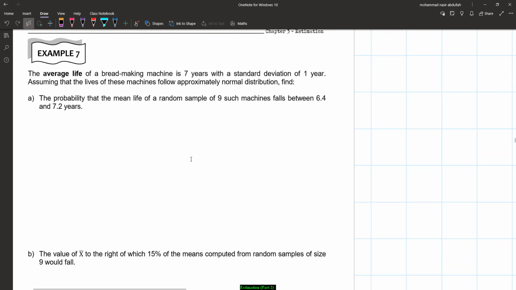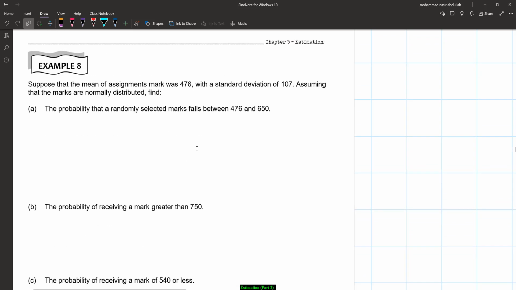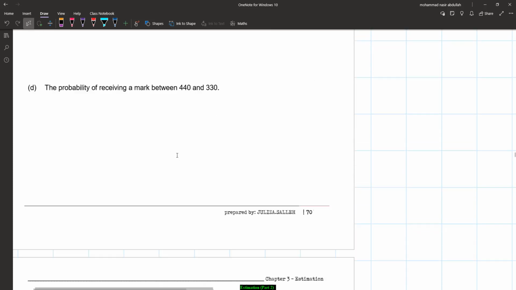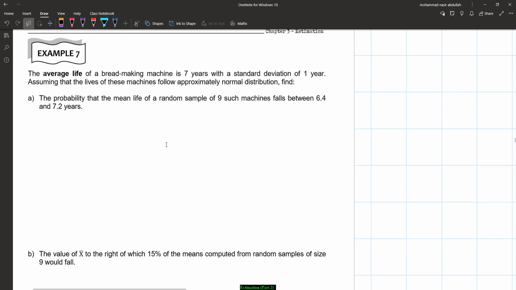Okay, let's look at example number 7. Actually, this is the same example, the same thing. So we look at example number 7, and example number 8 I will leave it to you. So we look at the last example, example number 7. The average life of a bread making machine is 7 years, with a standard deviation of 1 year. Assume that the life of this machine follows approximately a normal distribution.